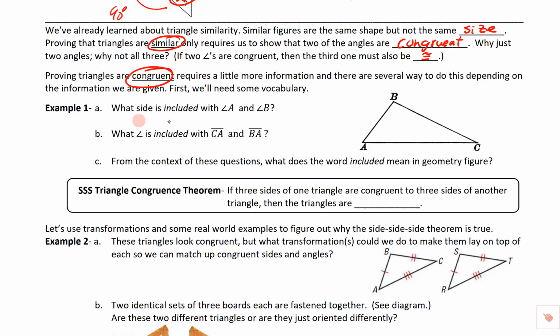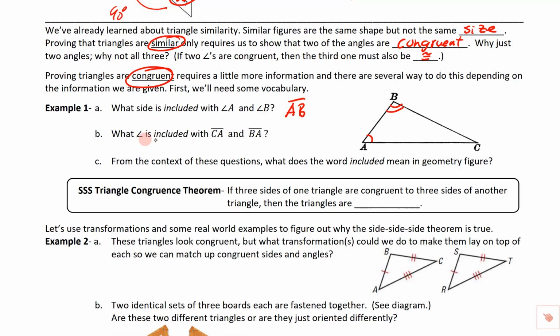So on example 1, it says, what side is included with angle A and B? I've italicized the word included here. We've got angle A right here and angle B right here, and I'm just going to put those marks in there. Remember, that just means those two are different angles from each other. It says what side is included between those. Well, the side that would be included between those would be the segment that goes right between the two of those. So that's going to be side AB, segment AB.